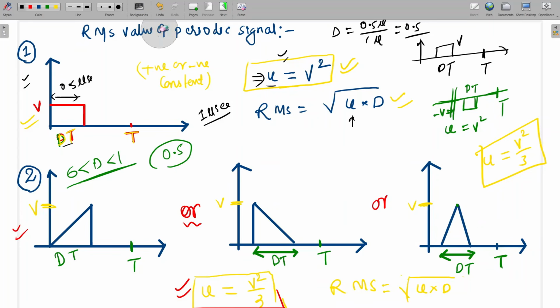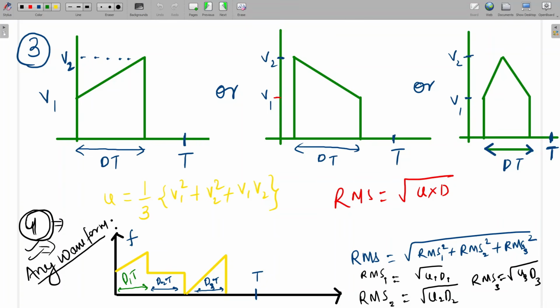Is it clear up to now to all? Just you have to memorize this trick. Please continue. Okay. So this is one different kind of signal. The third one, all three will be same. So in this type of signal, some minimum and maximum value will be there.